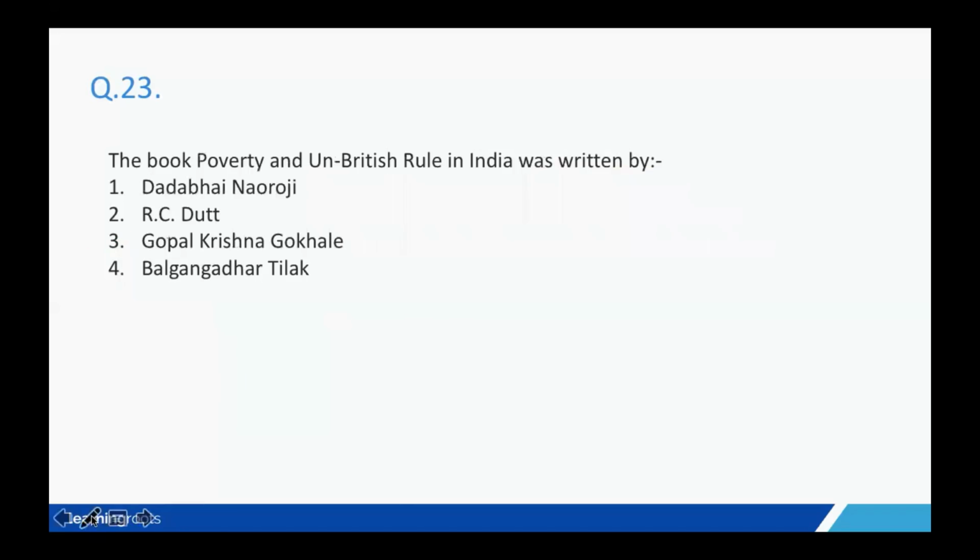Coming to the next one, again something that you either know or you don't. The book Poverty and Un-British Rule in India was written by... The answer is Dadabhai Naoroji. Either you know it or you don't. Very difficult to eliminate options here.